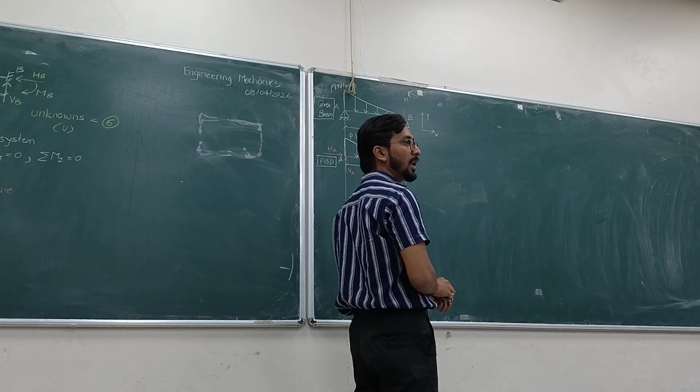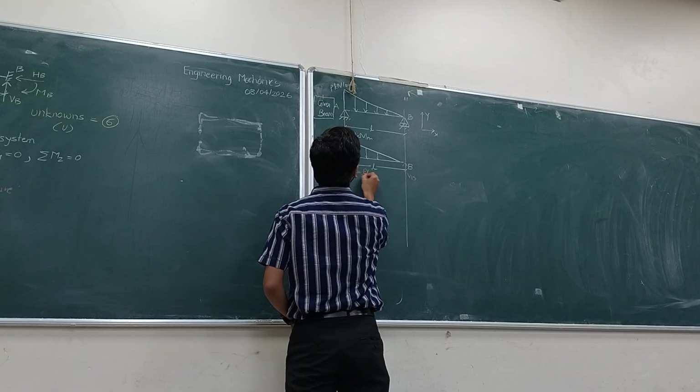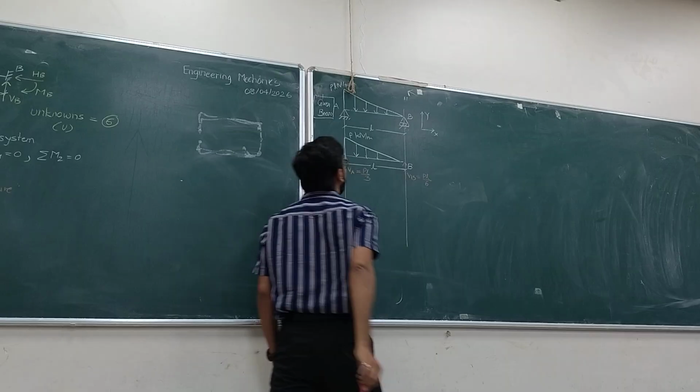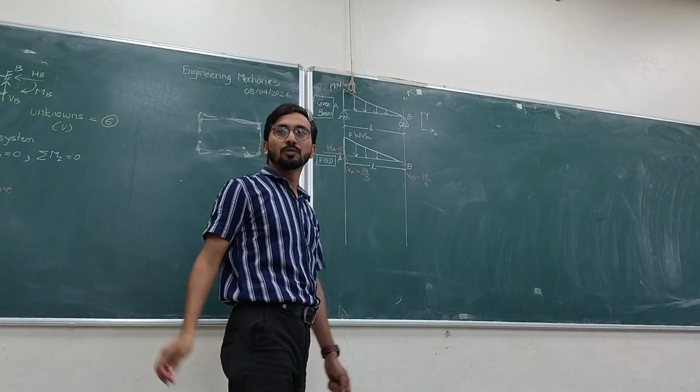Right? What are the values you have got? VA किती आला? VA is P into L by 3 and VB is P into L by 6. These are the values you have got. And H is equals to 0. There is no horizontal load.